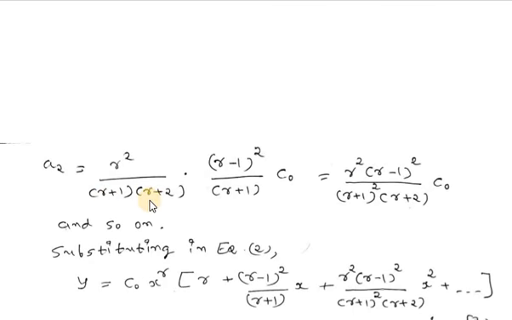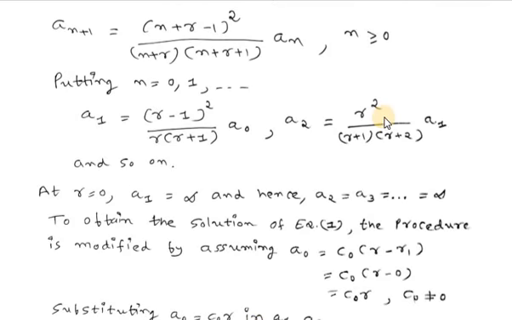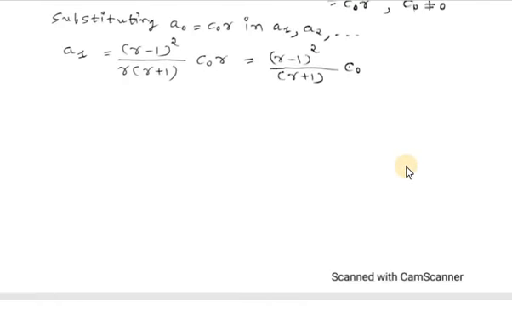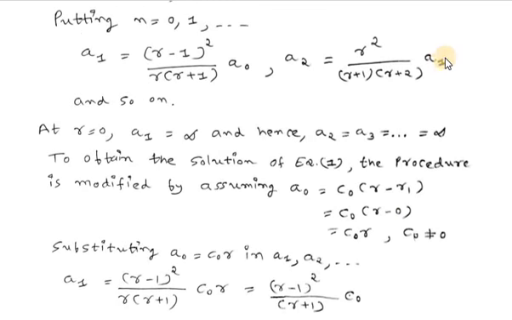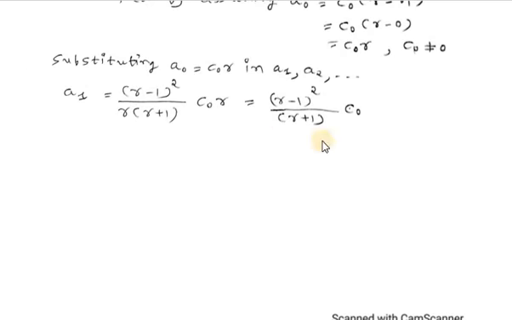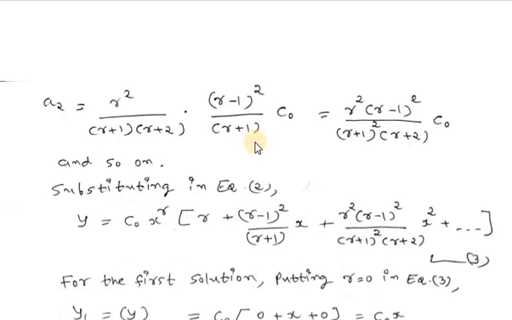Now for a2, r square over (r plus 1) into (r plus 2) will be as it is, multiplied by a1. So the value of a1 is (r minus 1) whole square over (r plus 1) into c0. So the numerator is r square into (r minus 1) the whole square into c0, and in the denominator we have (r plus 1) the whole square into (r plus 2), and so on.